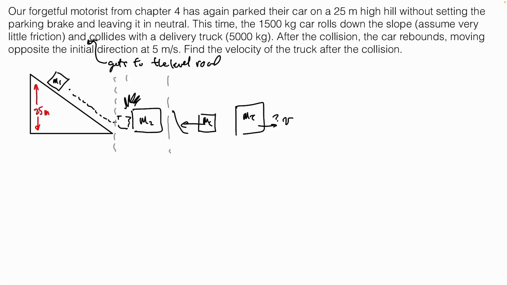I've got a picture down. I could write a list of what I know and don't know, but I'm not going to add my masses to the diagram. It's going to confuse me later. But do I know what M1 is? Yeah, M1 is 1,500 kilograms, M2 is 5,000 kilograms, and my height is 25. So I've got all that down. So where do I start? What's my strategy?